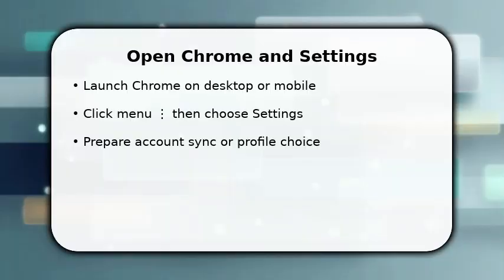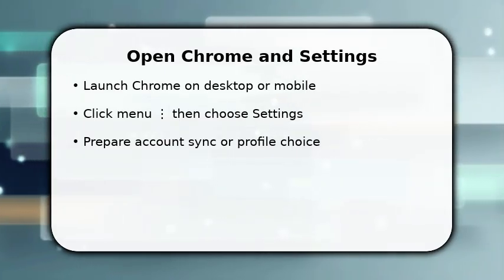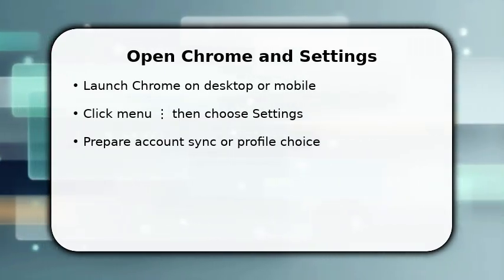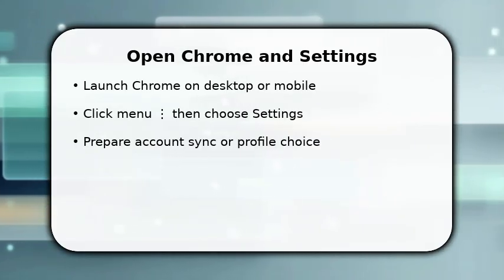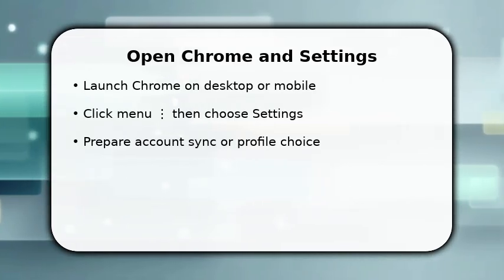Please enjoy the video. You start by opening Chrome and moving straight to Settings. This is where clearing history is controlled. Once in Settings, choose the profile you want to affect, because clearing applies per profile. Make sure sync is off if you do not want deletions propagated to other devices.